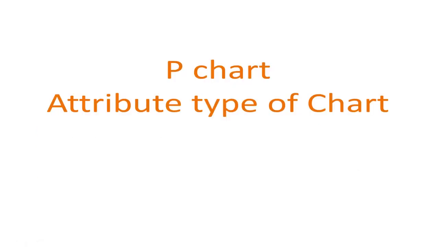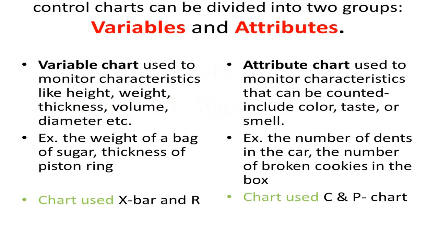So moving towards types of charts, attribute chart, the first chart we are going to learn is the P type of chart. In the last session we covered the difference between variable chart and attribute chart, but just to recall, there are two types of charts. Variable chart is used to measure length, weight, thickness, volume, diameter and so on, and this data is represented on X bar and R chart. In the attribute type of chart, we monitor quality characteristics like quality, taste, smell and so on, and it is represented on P chart and C chart.